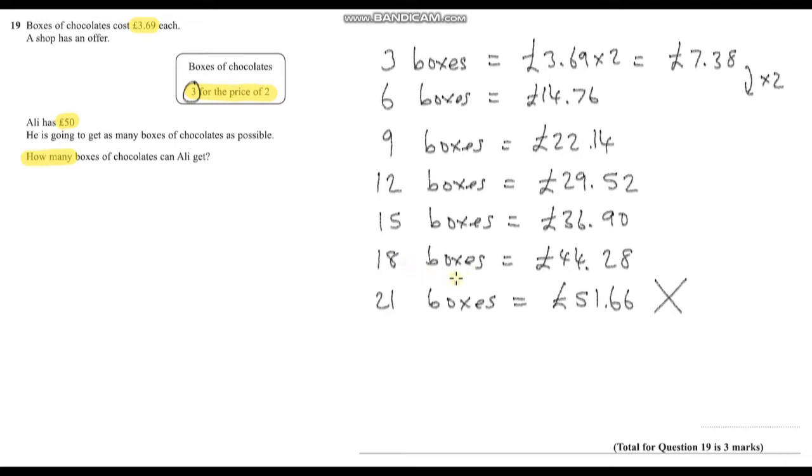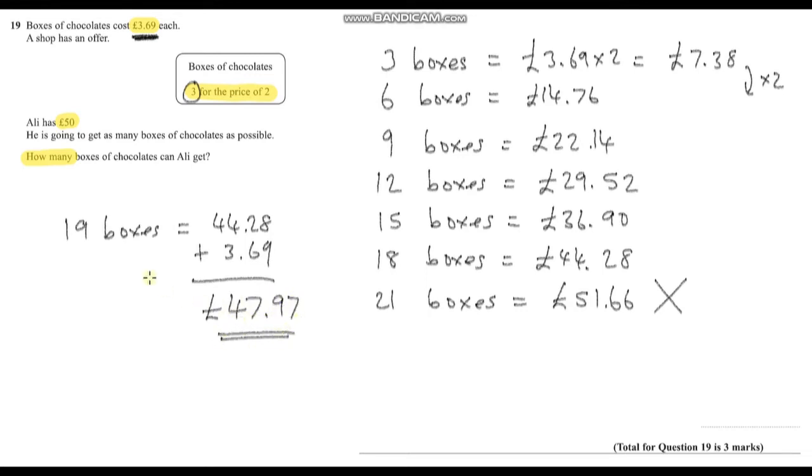Now, can we buy 19 boxes? Because for 19 boxes, well, we just need to add on £3.69 this time, because that's how much each box costs. So I'm going to take £44.28. So it's going to be £44.28 plus 3.69. And that gives us £47.97. So yes, we can afford 19 boxes.